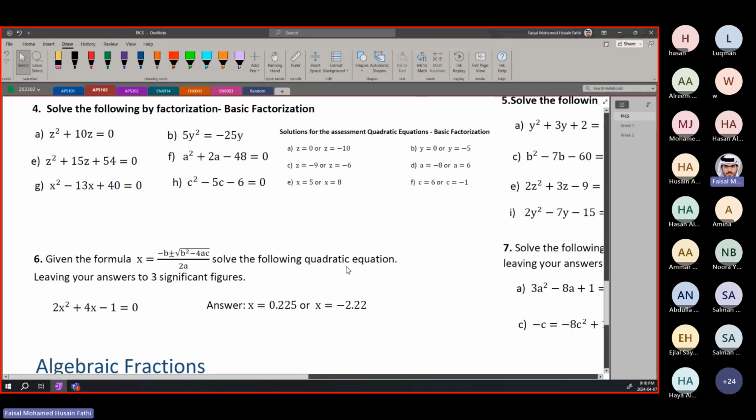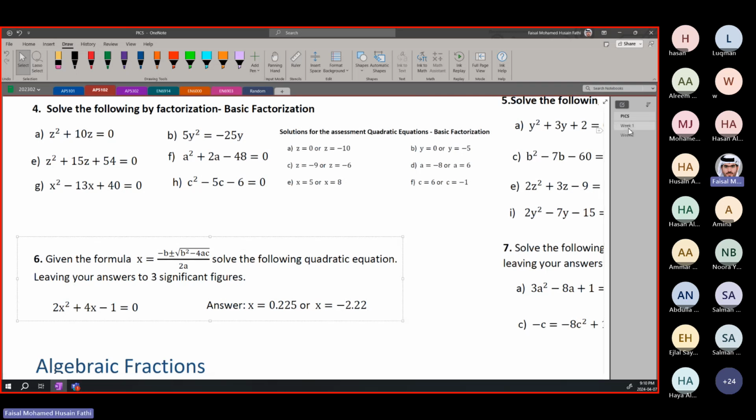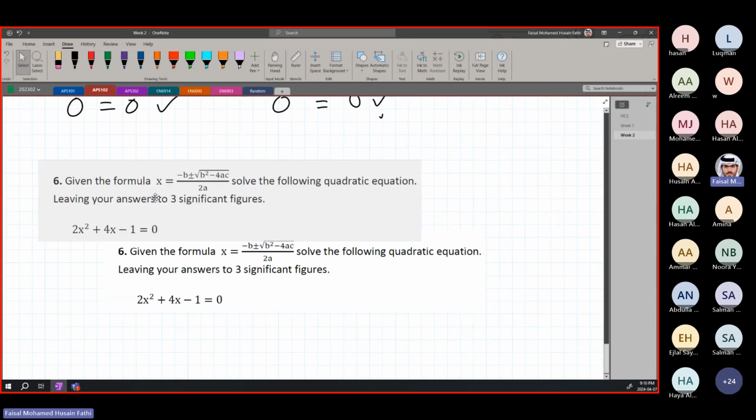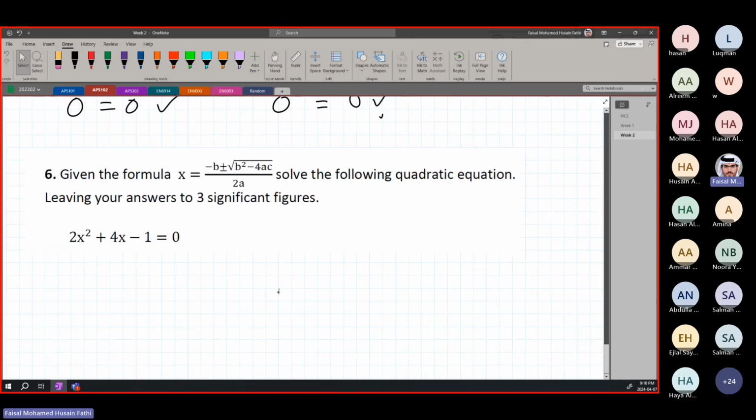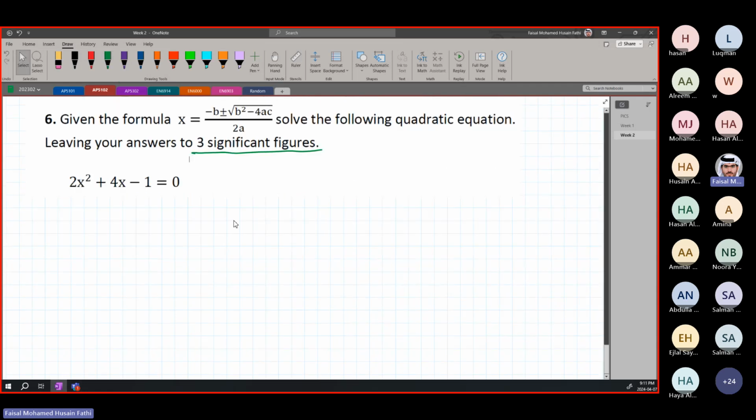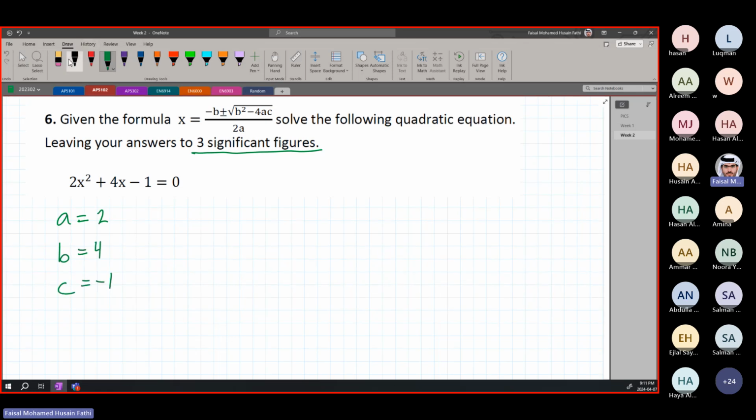Solve the following quadratic equation, leaving your answer to 3 significant figures. I just want to show you one thing about this. The question says leave your answers to 3 significant figures. If you use the calculator, mod 53, which I am going to do, our A value here is equal to 2, our B is equal to 4, and our C is equal to minus 1. I know this because I instantly make sure that it's equal to 0 on the right-hand side, so I know I can use this. So it's going to be 2, 4, and minus 1.